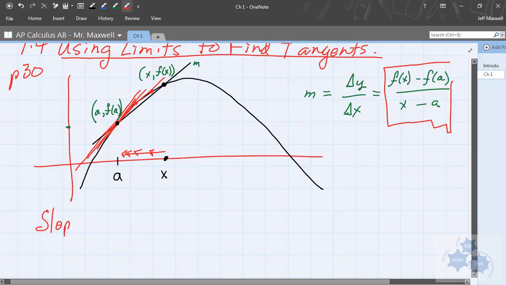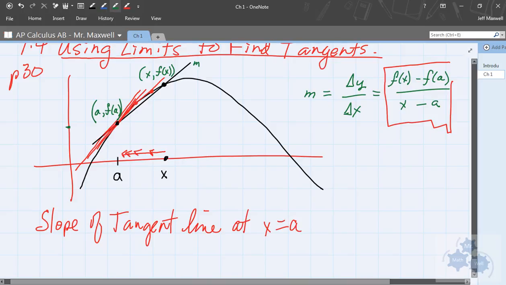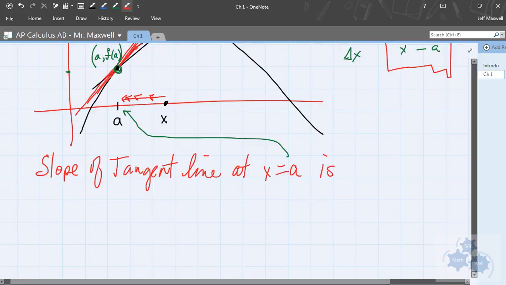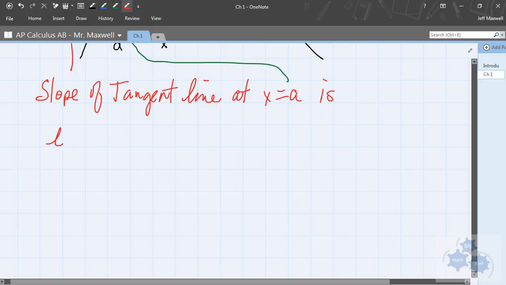So this is what we have. The slope of the tangent line at x equals A, that's this A value right here, or this point right there, is represented by the limit as x approaches A of the representation of the slopes of the lines that contain x and a, f of x minus f of a divided by x minus a.